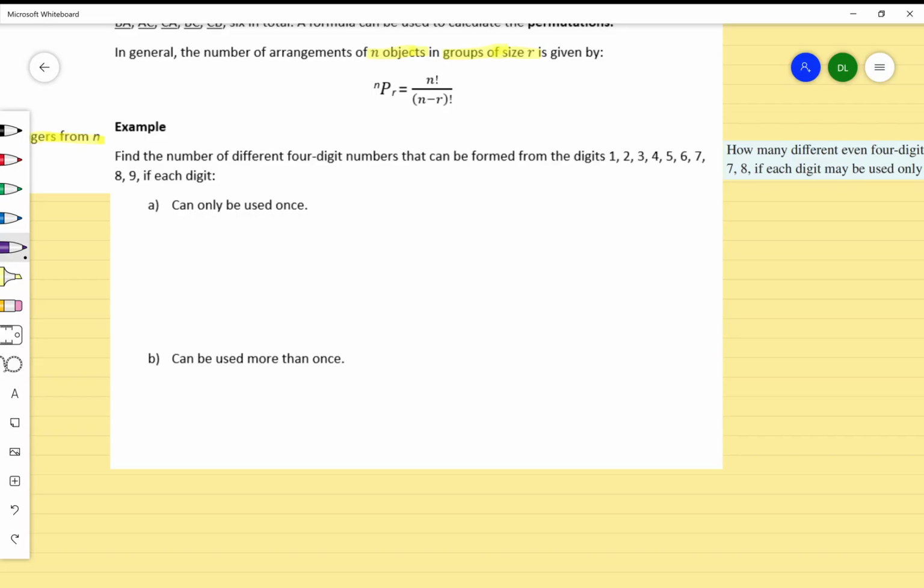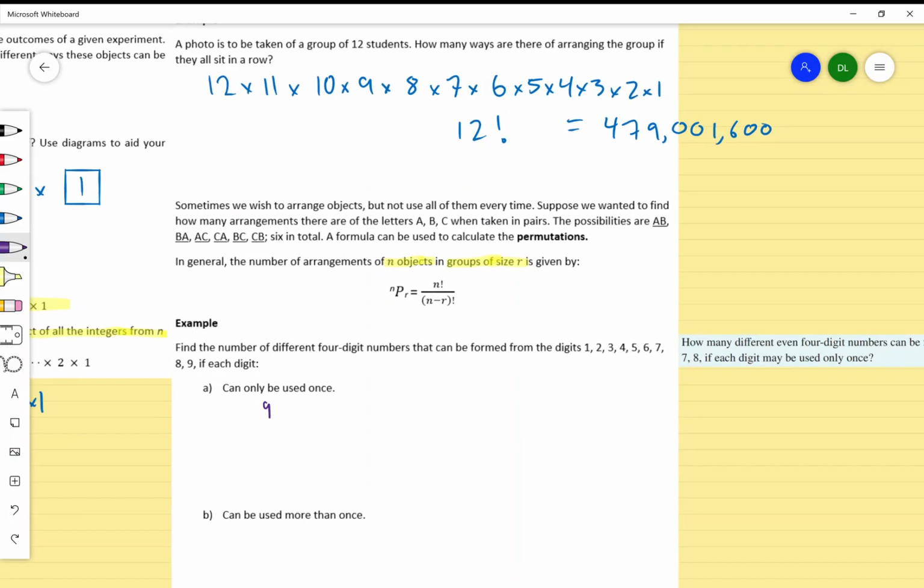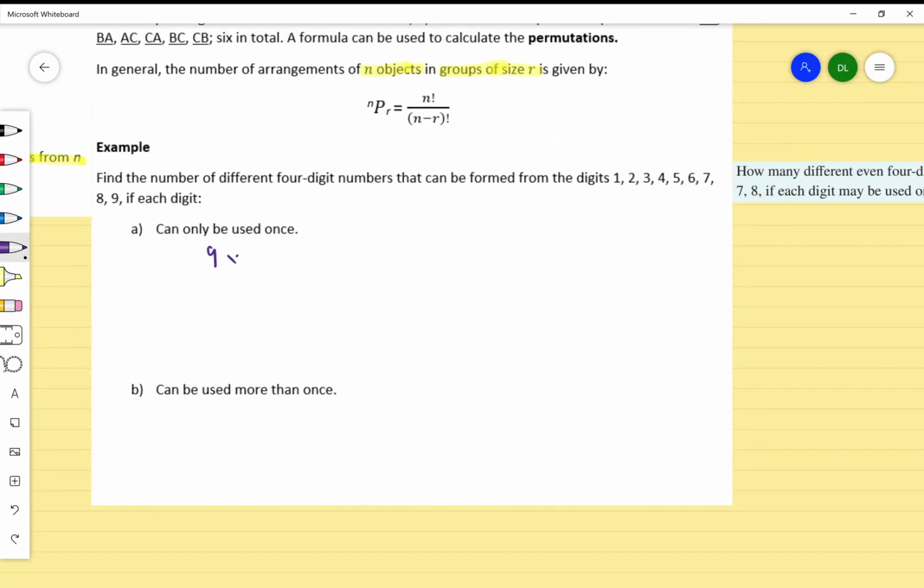Now we could ignore the permutation formula and just go ahead and try and solve this by saying, okay, there's 9 digits that are possible in the first one. There's 8 digits. Oh, my apologies. There's 8 digits possible in the second spot. 7 and 6, which gives us an answer of 3,024.